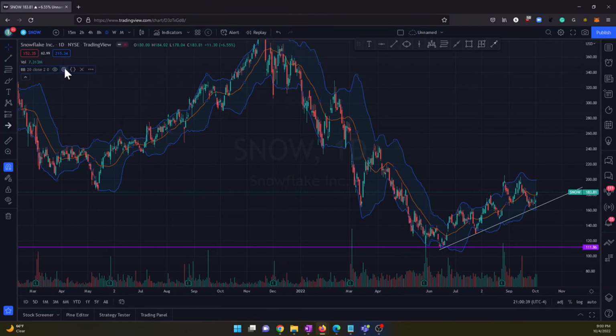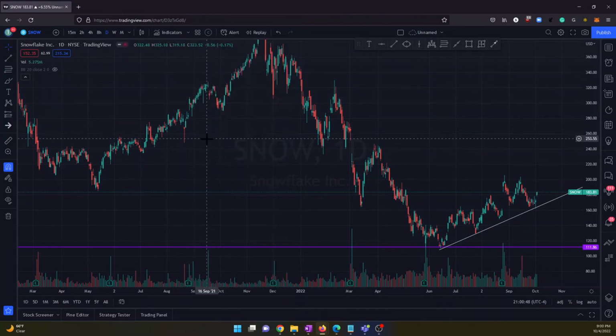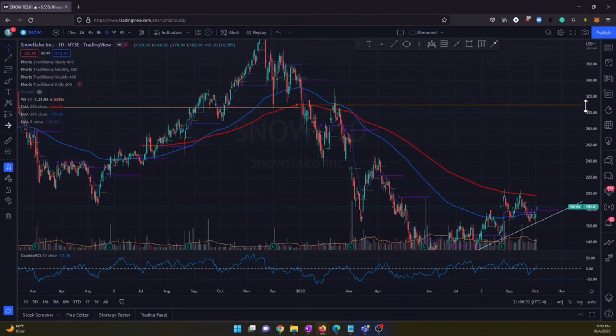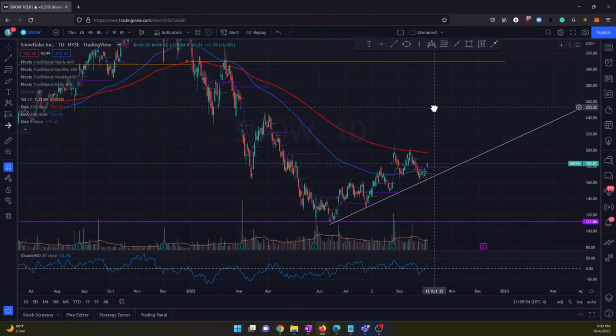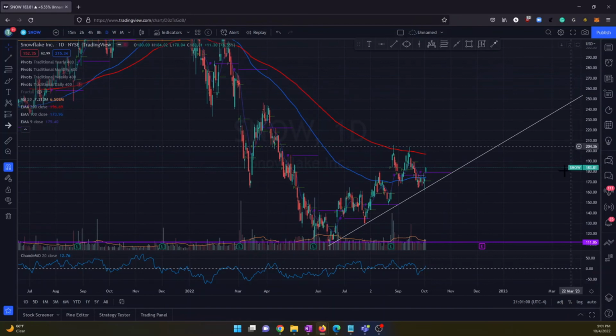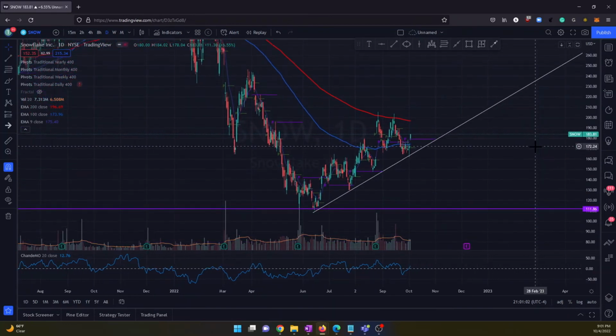All right, so let's get rid of this, and then let's put on my standard group of indicators. These are my go-tos. And it looks like it's pretty much hit all of the pivot points. So that's looking good.